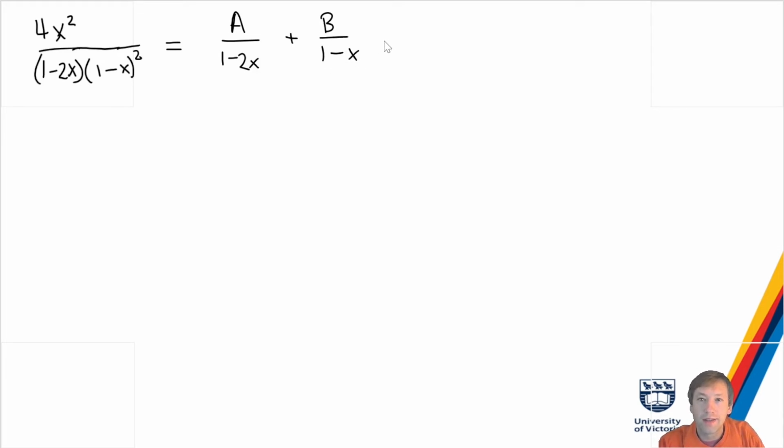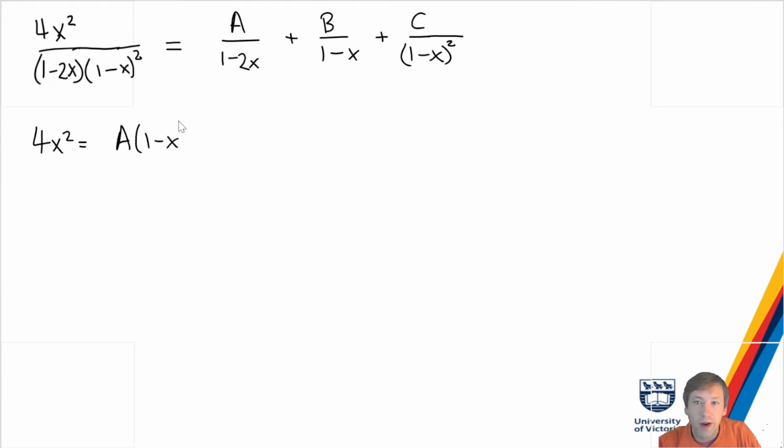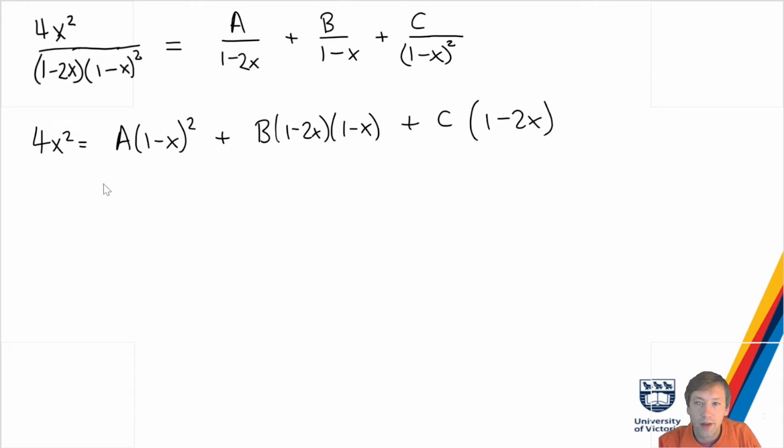plus b over 1 minus x plus c over 1 minus x squared. So if you multiply everything out, what you get is 4x squared equals a times 1 minus x squared plus b times 1 minus 2x, 1 minus x, plus c times 1 minus 2x. This right-hand side, you can play around with it and get the constant term, the x term, and the x squared term. So the constant term is a plus b plus c.